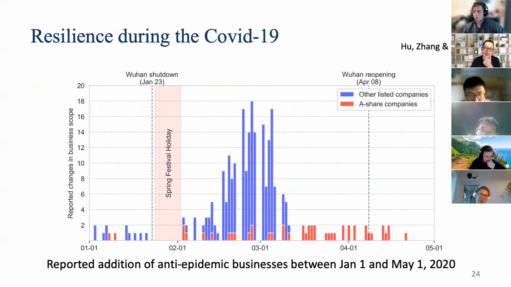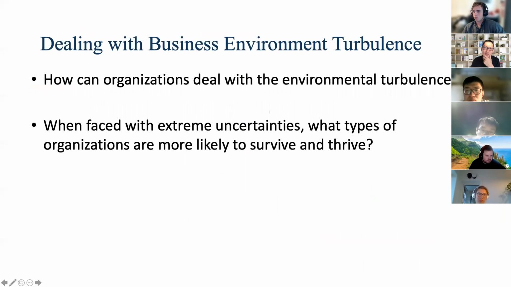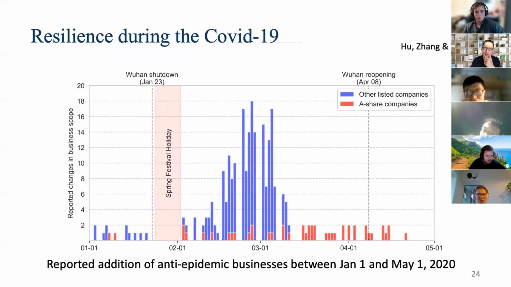So this is just basically answering the questions that I listed before. How can an organization deal with the environmental turbulence? And when faced with extreme uncertainty, what types of organization are more likely to survive and thrive? Right? So that's just some introduction, and let's have a 10-minute break.